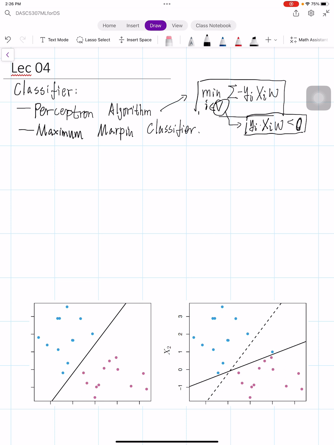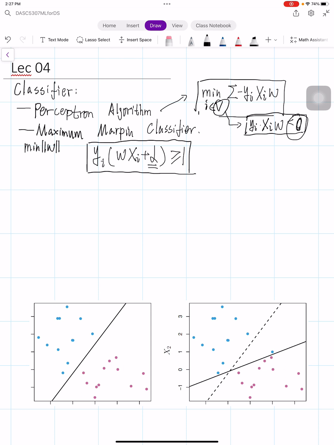On the other hand, for the maximum margin classifier, instead of restricting to less than 0 here, we impose another constraint that yi times (omega xi plus alpha). So in this classifier, we have the alpha now, and we require not only greater than 0 or less than 0, but that it's greater than 1. We want to minimize the length of the omega w vector subject to this constraint.